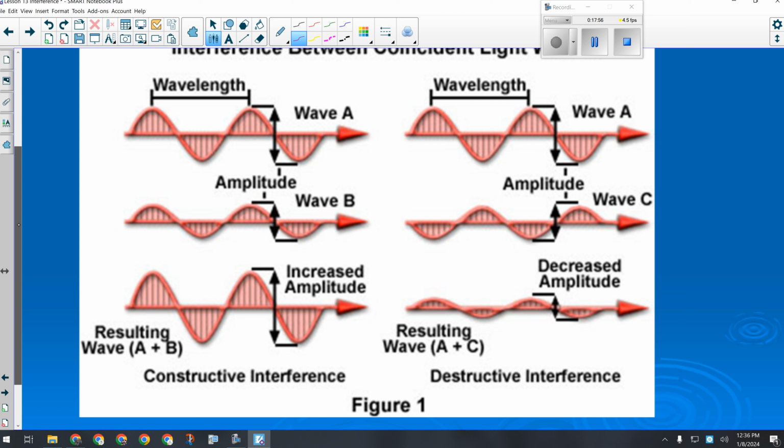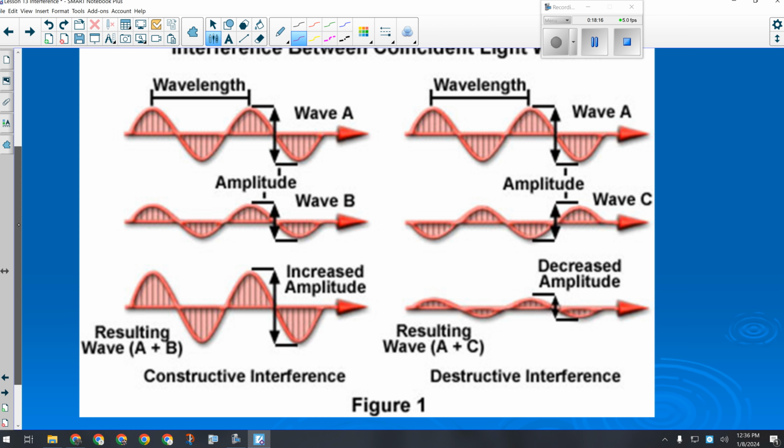Whereas in this situation, wave A and wave C are out of phase. When one is up, the other is down. The result is going to be a decreased amplitude of the waves.